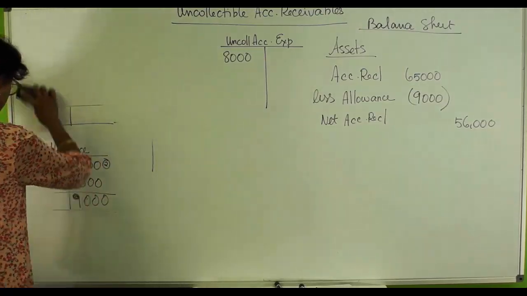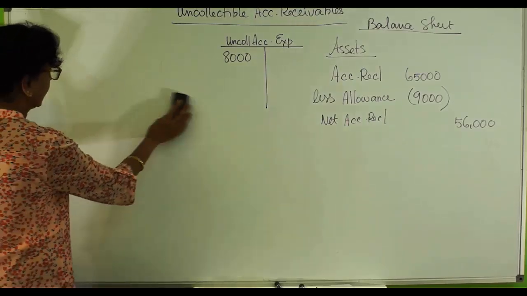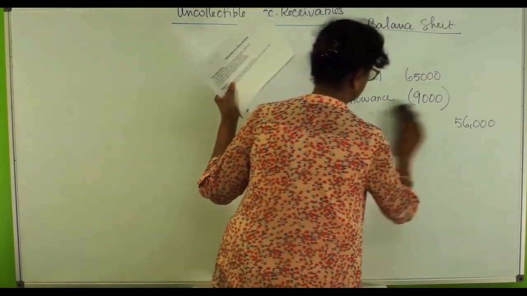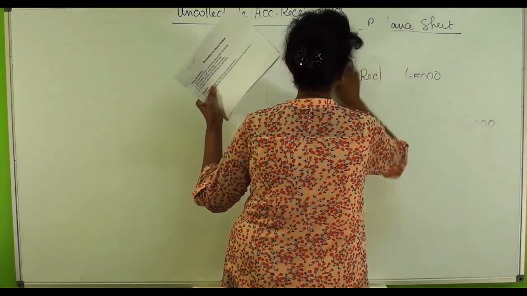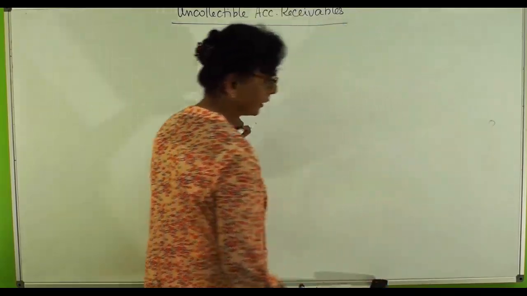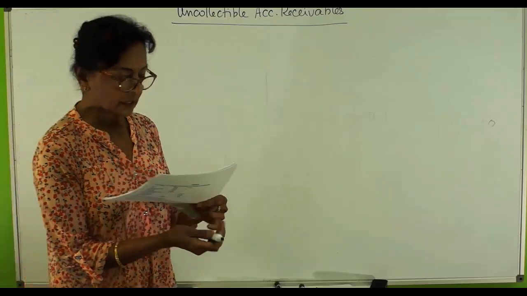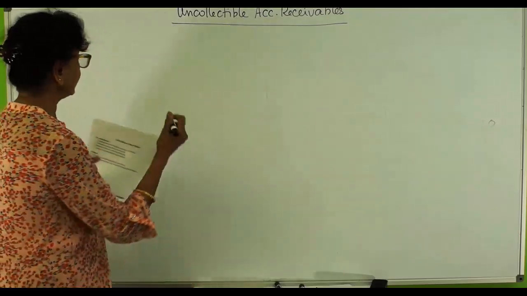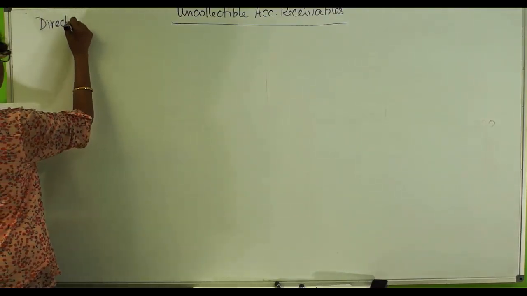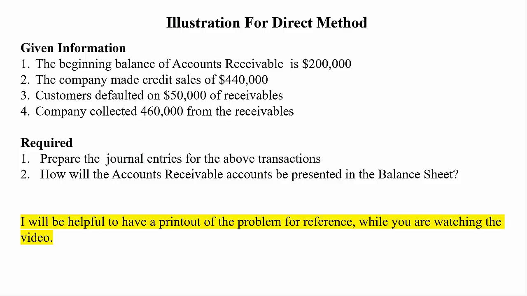In the direct method, the company does not maintain the allowance account, and there is no estimation of the uncollectible accounts expense at the end of the accounting period. The uncollectible accounts expense will be recorded when the customer actually defaults. So here is the illustration for the direct method of uncollectible accounts.